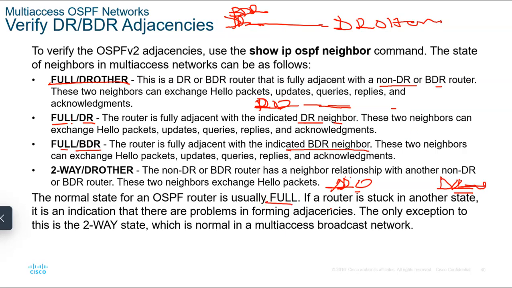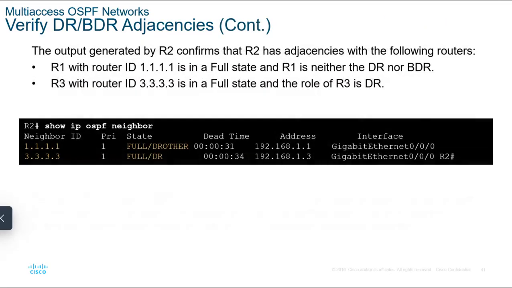So the normal state of an OSPF router is usually full. If a router is stuck in another state, it is an indication that there are problems in forming adjacencies. The only exception to this is the two-way state, which is normal in a multi-access broadcast network.